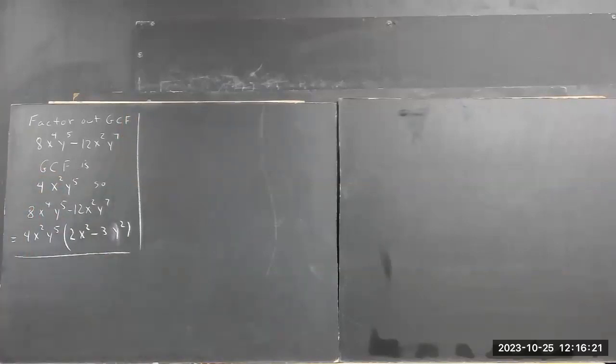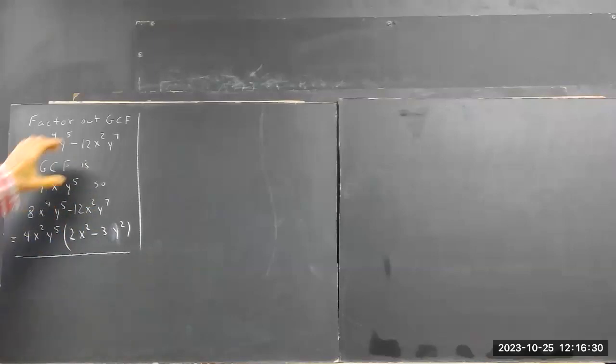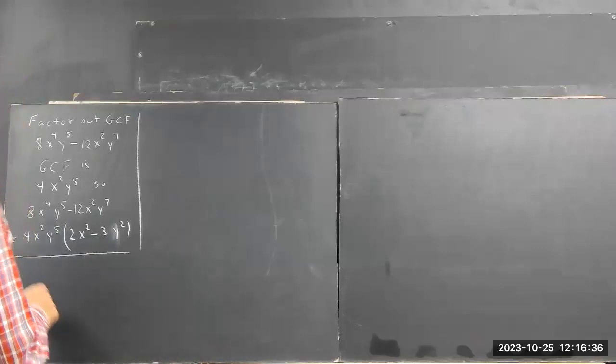That's it. Now to check, I multiply this back, but I've already kind of done that by pointing at it. But you should multiply that out and make sure you can extract the greatest common factor. Okay. Now we also factor trinomials.